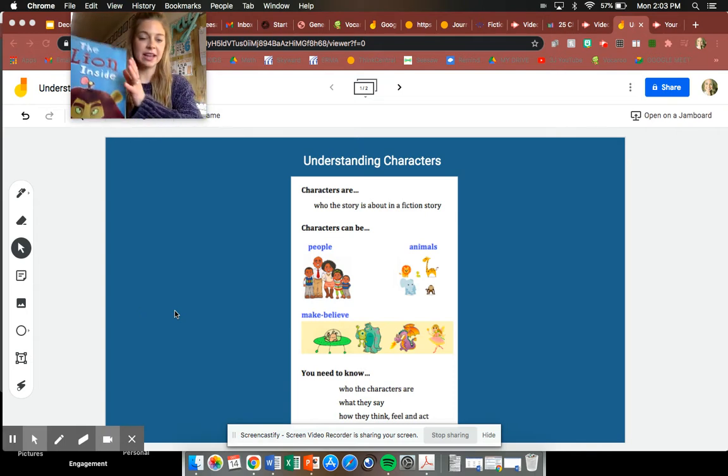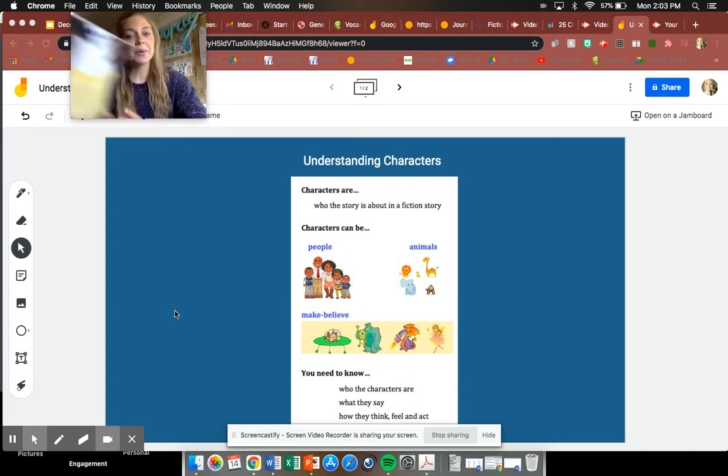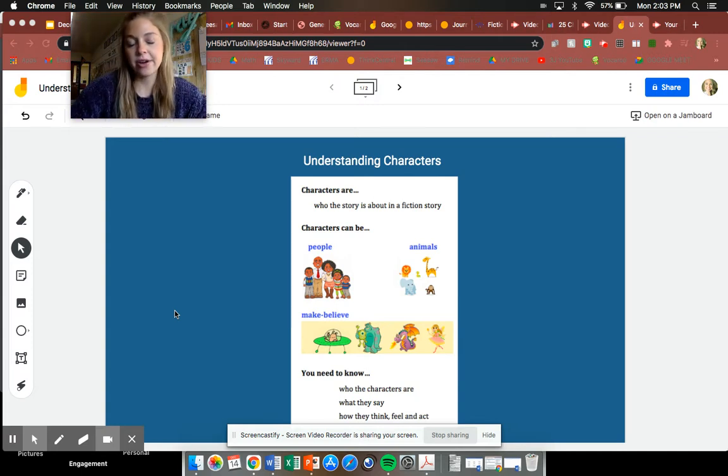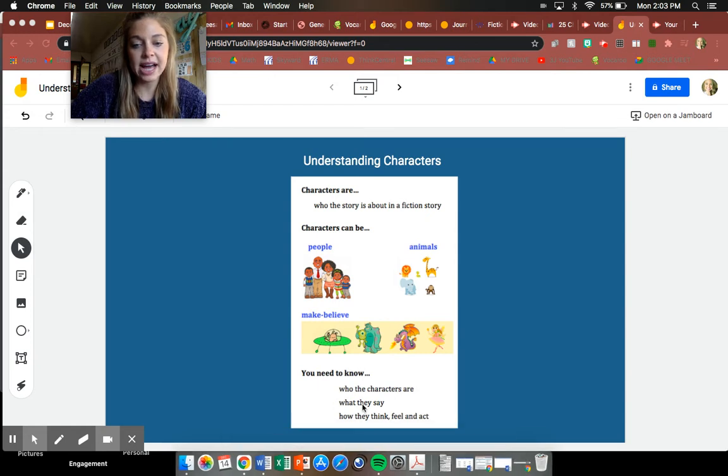So we just read The Lion Inside story, and now we're going to be talking about the mouse character, okay? When I say understanding characters, I mean that the characters are who the story is about in a nonfiction story. So we all know characters. We probably have favorite characters from books. Characters can be people, animals, and they can even be make-believe. What we need to know is who the characters are, what they say, and how they think, feel, and act. And when we understand more about the characters in a story, it helps us understand the story even better, and it helps us become great readers.